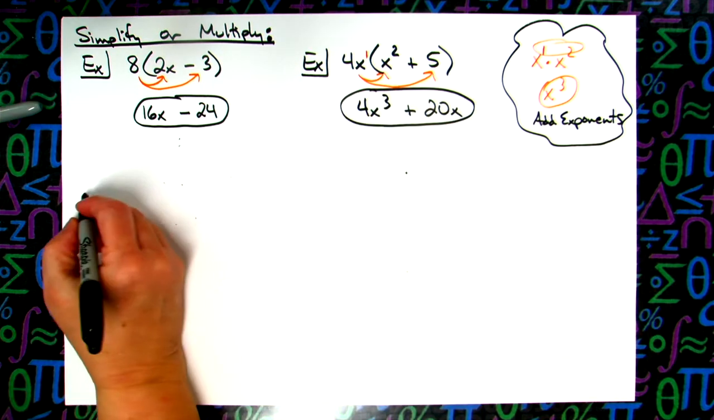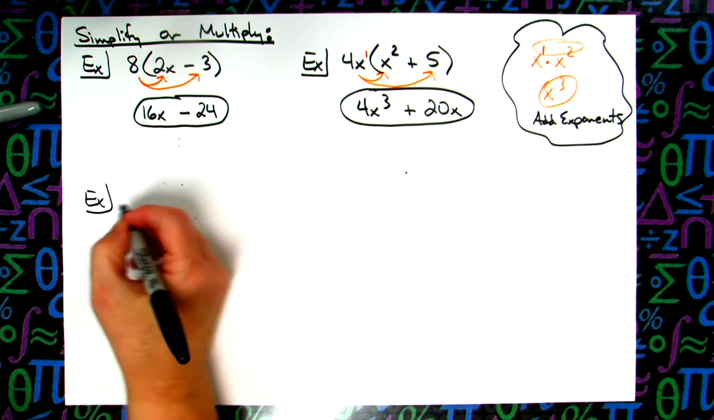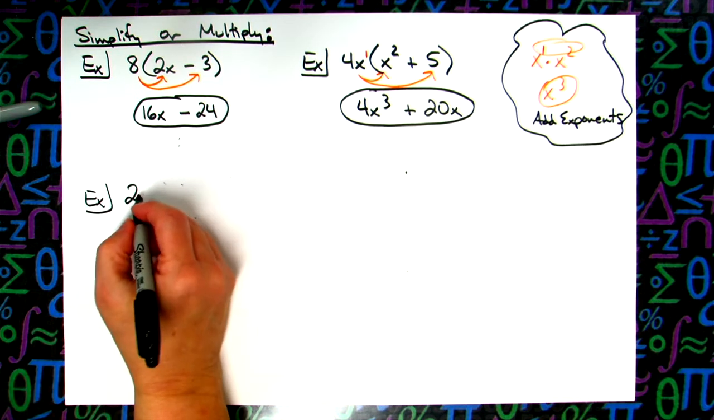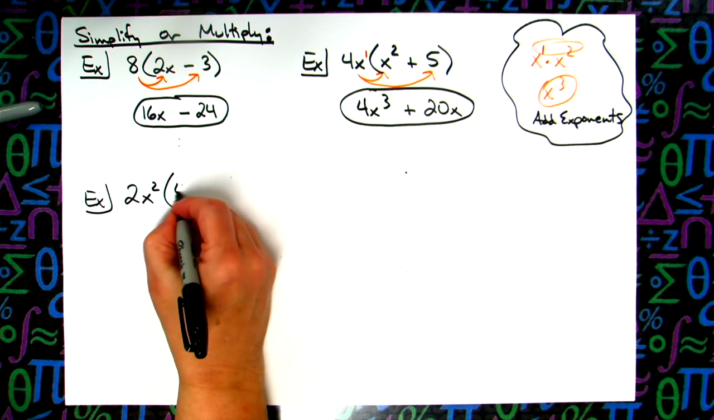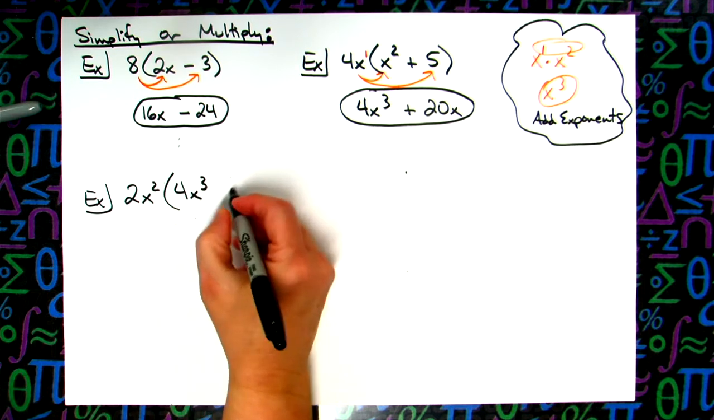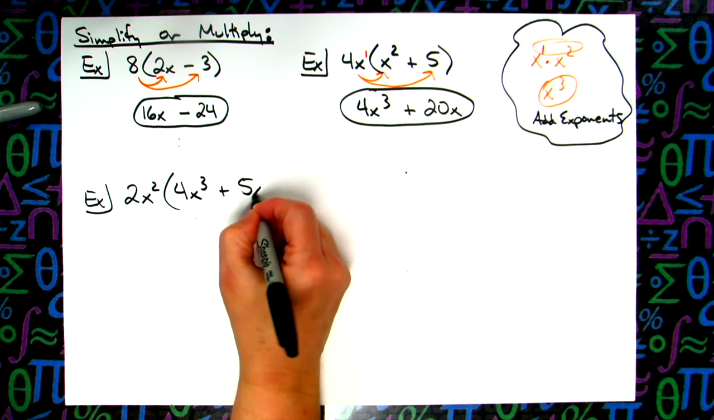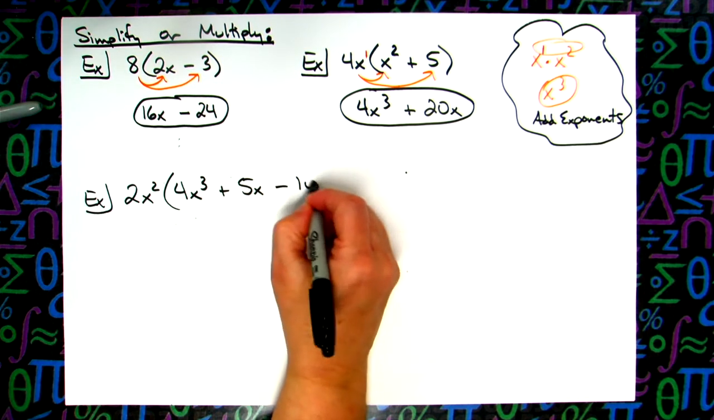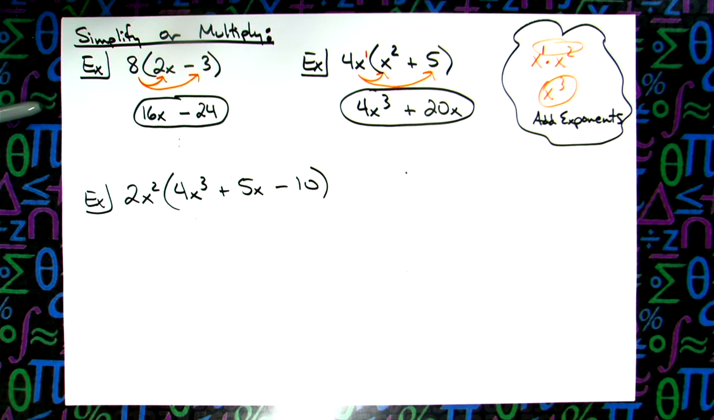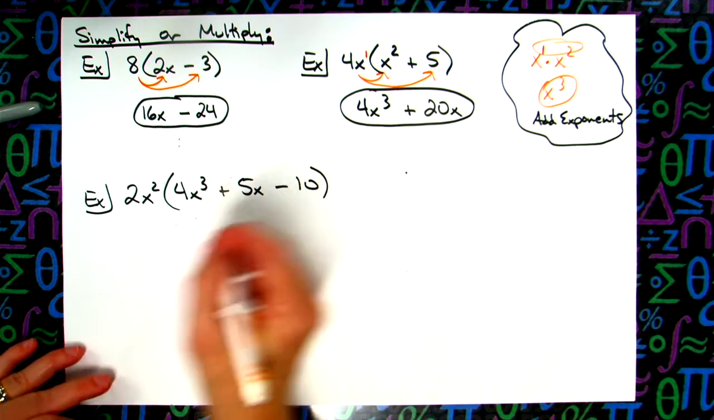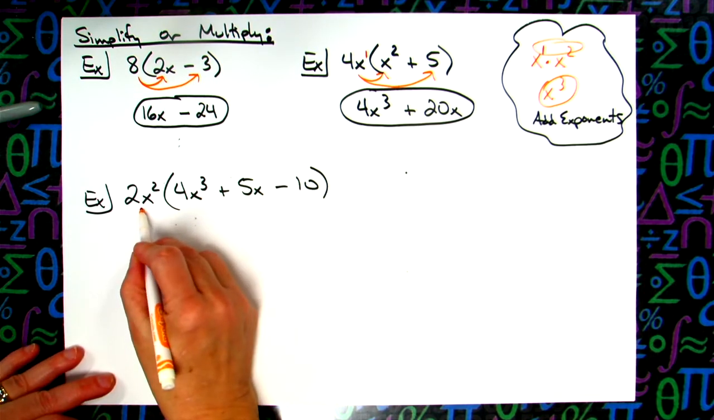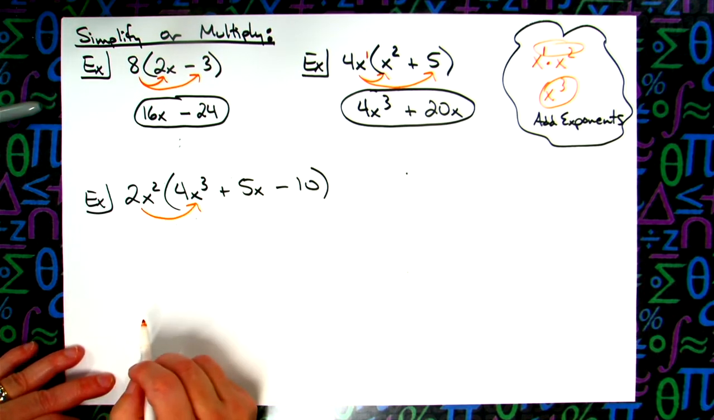Yes. Okay, so if I had maybe say a 2x to the second, and then on the inside a 4x to the third plus a 5x minus a 10. It doesn't matter how many I have on the inside. As long as I just have one term on the outside, I'm going to distribute. I'm going to draw my little arrows. I'm going to take 2x to the second, multiply that by 4x to the third.